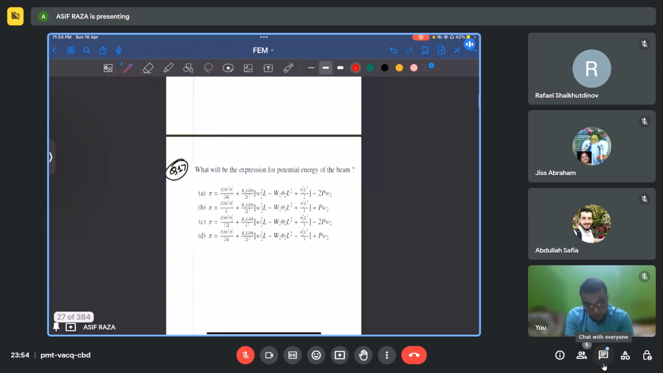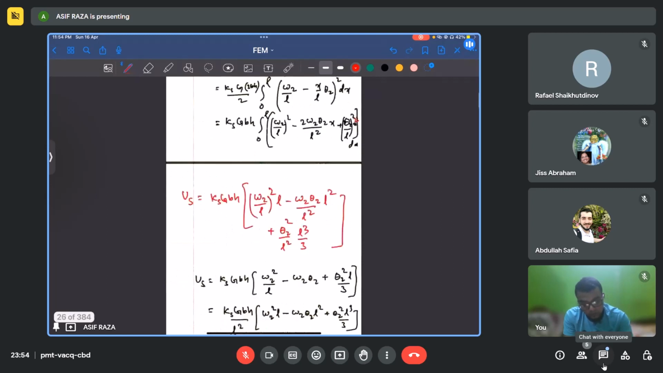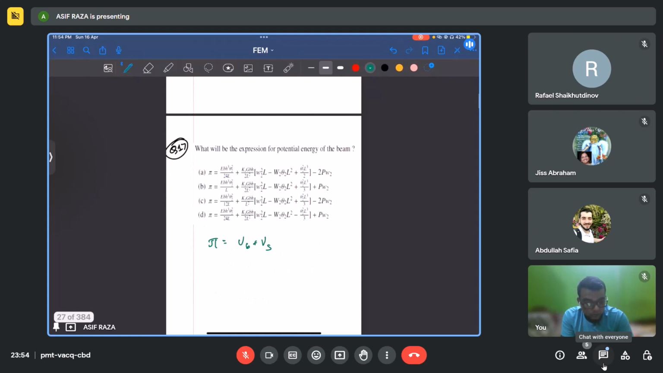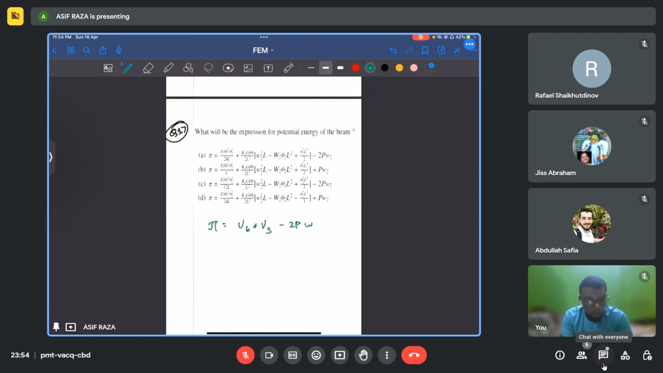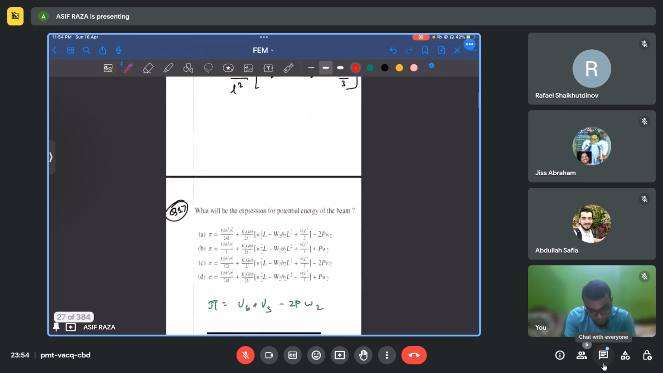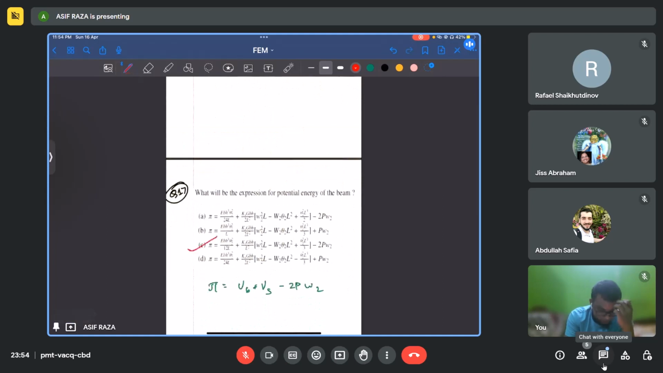Okay. So the question, what will be the expression for the potential energy of the beam? It will be equal to UB plus US, and we have the load 2P W2. So with that, our answer would be EB H cube theta 2 square by 12 L, right? Yeah, this one, option C.